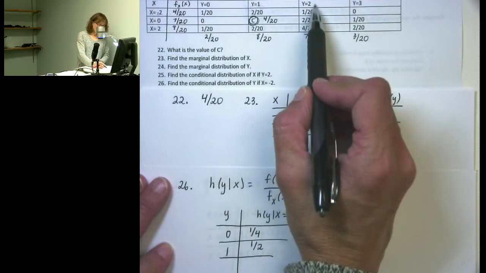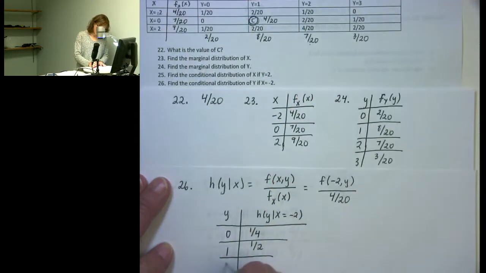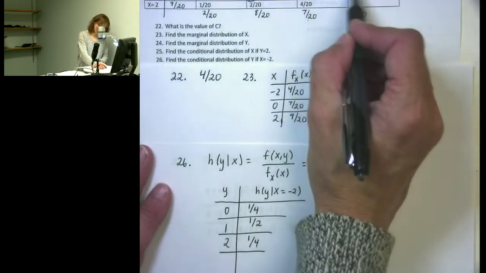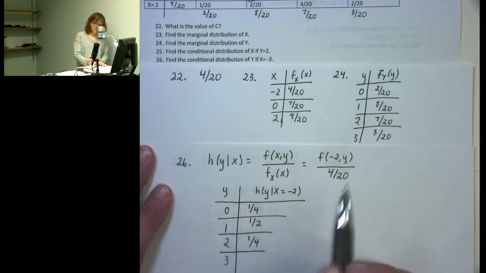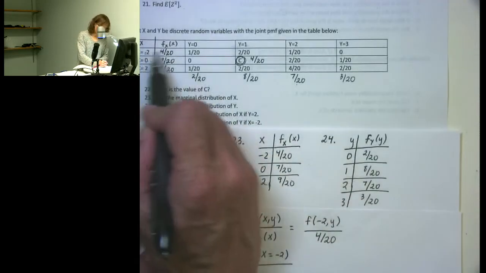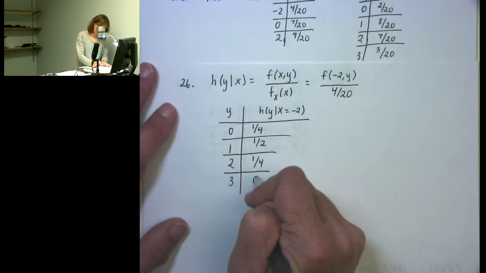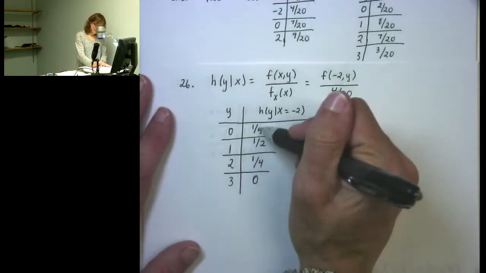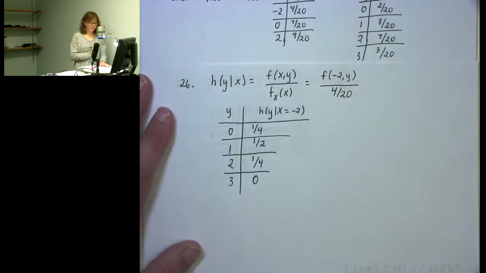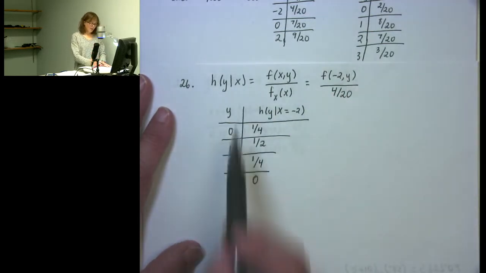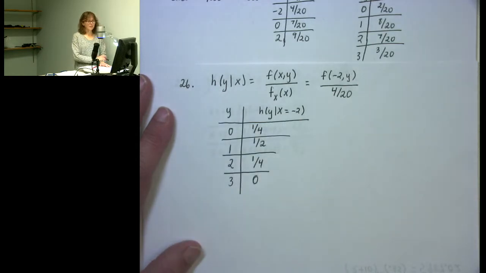The probability that x is equal to -2 and y is equal to 2 is 1/20, divided by the 4/20 that is the marginal probability that x is equal to -2, which gives me 1/4. And then finally y can take the value 3, but notice that when x is equal to -2, the probability that y is equal to 3 is 0, so that conditional probability is 0. And again, we need to sum and make sure these equal 1, and they do. So there's our conditional distribution of y given that x is equal to -2.